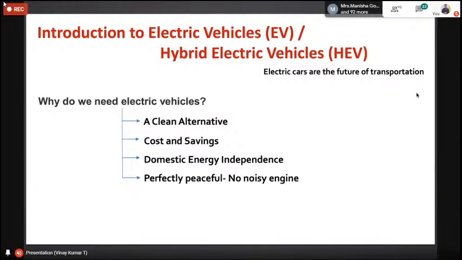Second one is we can save cost. How to save the cost, I will try to explain by taking one example. Next, domestic energy independence, and noise. If you take electric vehicle or hybrid electric vehicle compared to IC engine based vehicles, noise is very less. The vehicle will go very smooth, right?